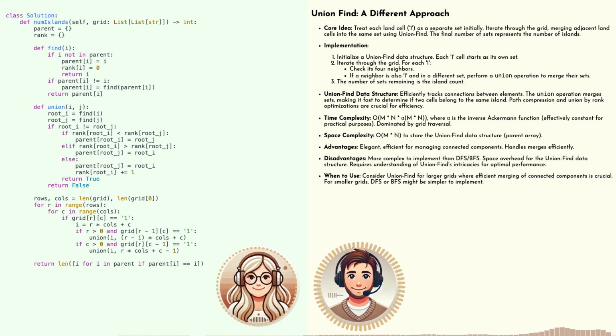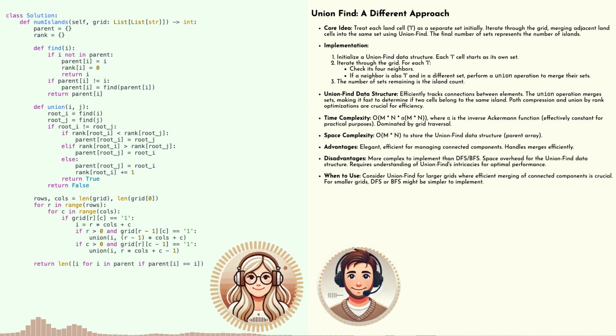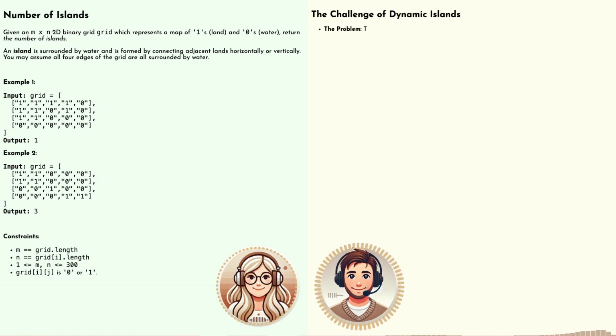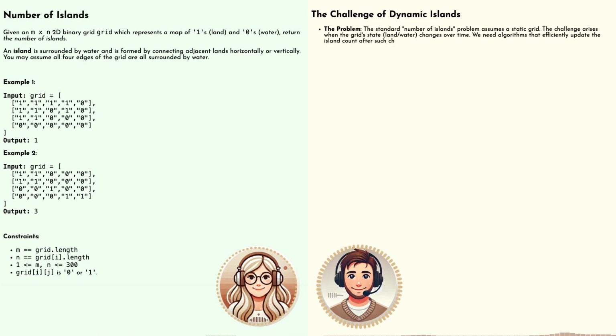So is Union Find like the ultimate island counting champion? It can be incredibly efficient, especially for problems where the connections between components are constantly changing, but it's also a bit more complex to understand and use than DFS and BFS. Well, that sounds like a challenge for our AI Codecast listeners. Maybe we could do a whole deep dive episode just on Union Find sometime. That's a great idea. It's a really powerful data structure that has a lot of uses beyond just counting islands. I can already see a future episode happening. But for now, let's get back to our current island adventure.